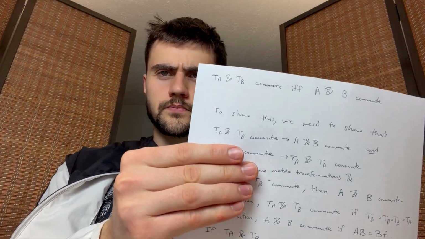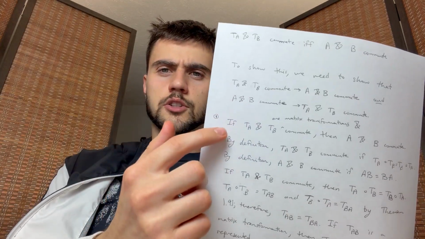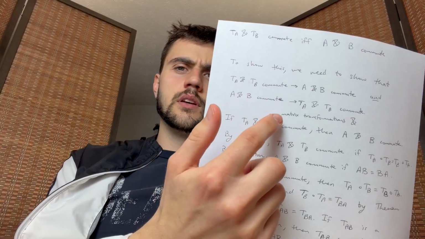So that's the first part: showing that if transformations TA and TB are matrix transformations and commute, then A and B commute. By definition, transformation TA and transformation TB commute if TA ∘ TB equals TB ∘ TA.